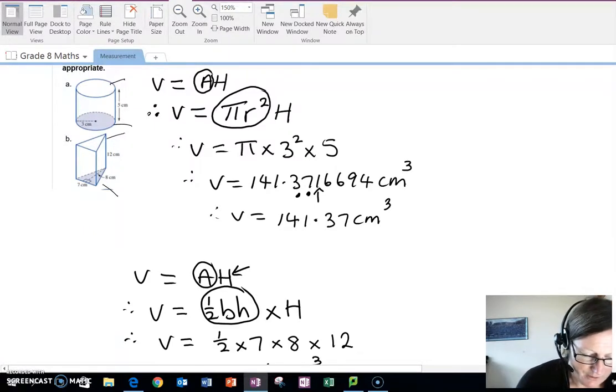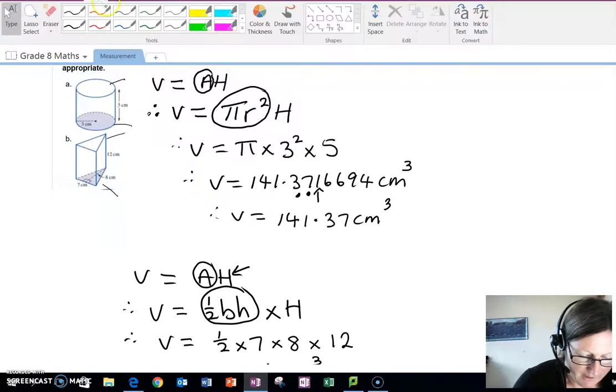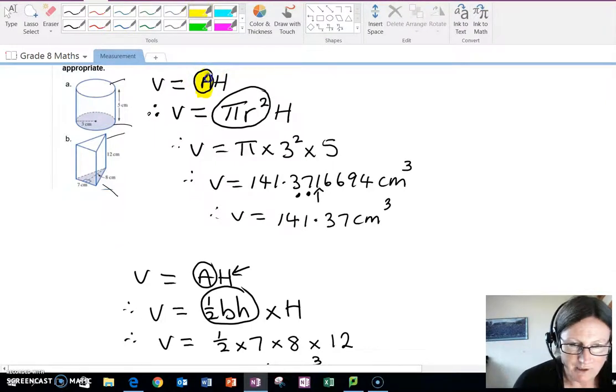So just recapping, the volume of a prism is V equals AH. If you then look at what shape the base is, A stands for the area of the base. We replace that with pi r squared because the base is a circle. Here, A standing for the area of the base, we replace that with half base times height because that's the formula for the area of a triangle.